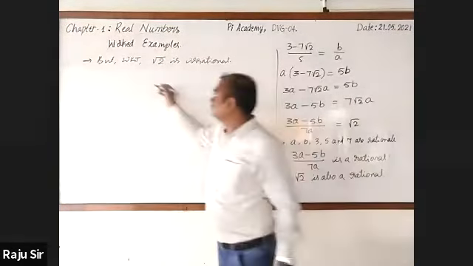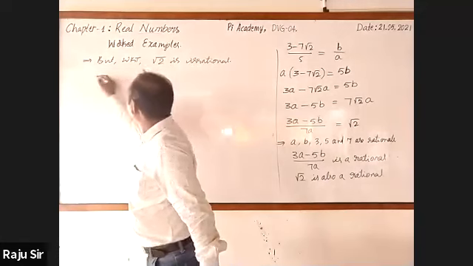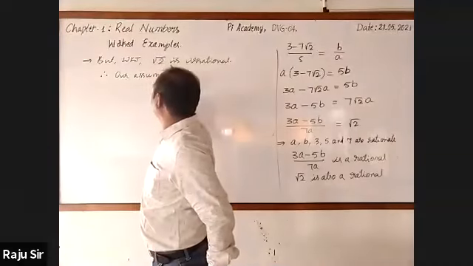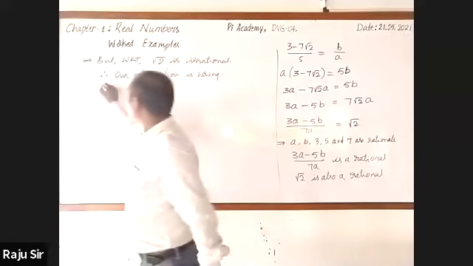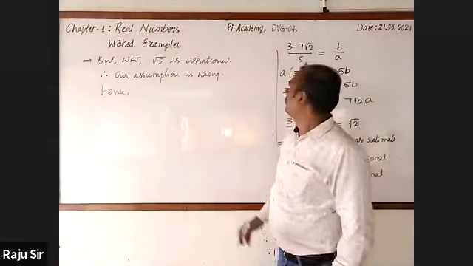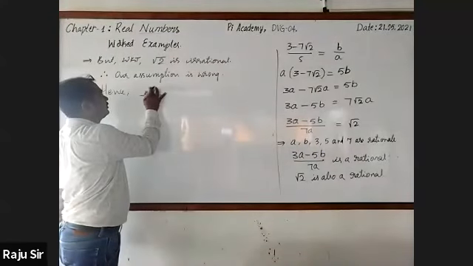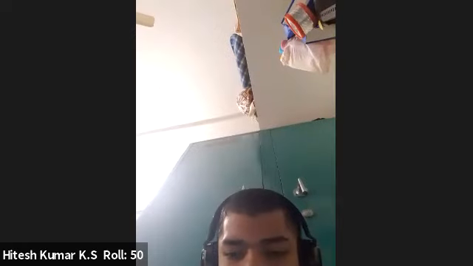Hence, it is irrational. So, here I'll write: therefore, our assumption is wrong. Hence, the given number 3 minus 7 root 2 is irrational.